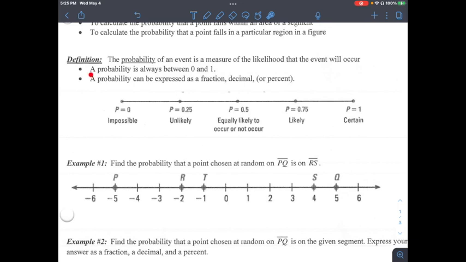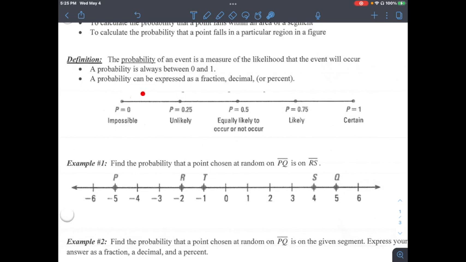Important parts of that: a probability is always between 0 and 1, which is 0% to 100%. A probability can be expressed as a fraction, a decimal, or a percent. Let me give you some examples before we talk about those three things.